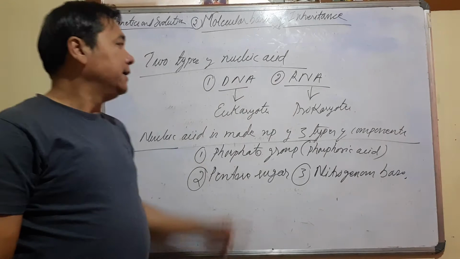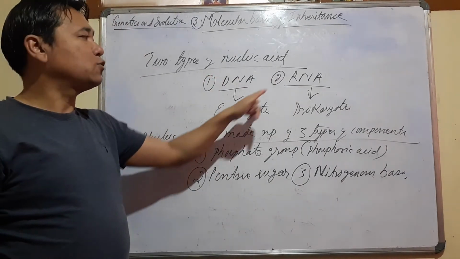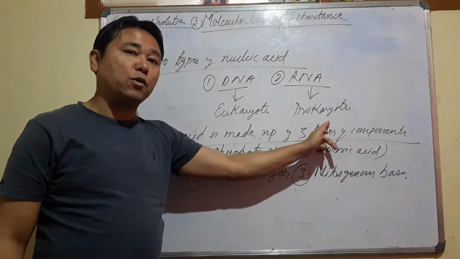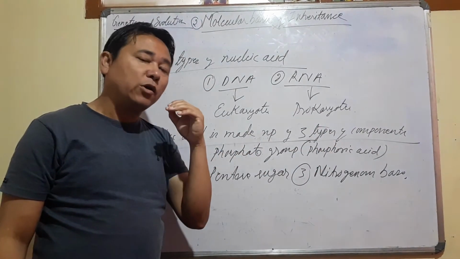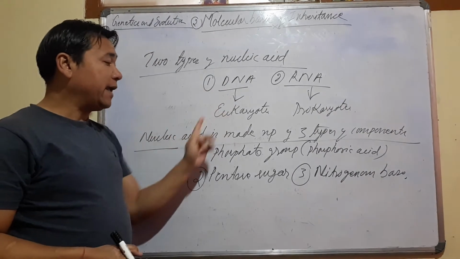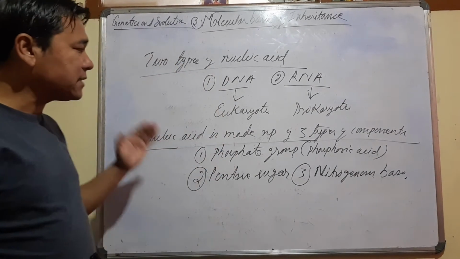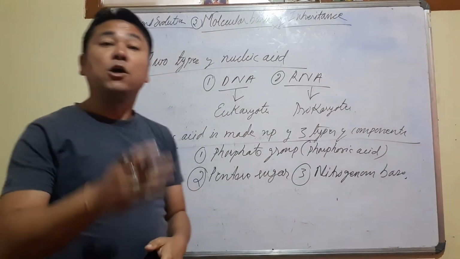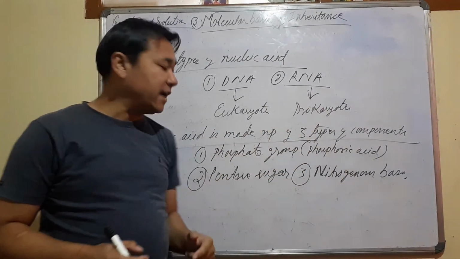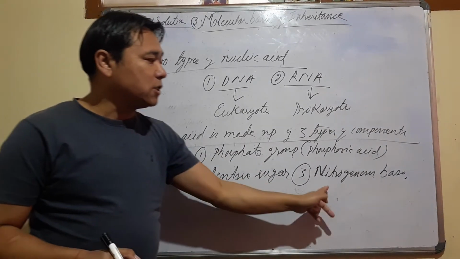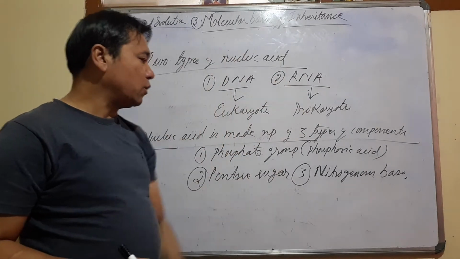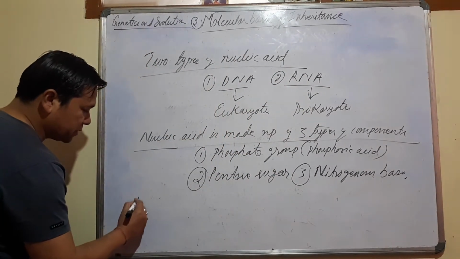Okay. What are the two types of nucleic acid? DNA and RNA. DNA is a nucleic acid in eukaryotes, whereas RNA is a nucleic acid in prokaryotes. Eukaryotes, prokaryotes, I don't have to explain because you are already learning class 9 and 11 also. And this nucleic acid is made up of three types of components. What are the three types of components? Phosphate group, which is also called as a phosphoric acid, pentose sugar, and the nitrogenous base. Is that clear? So, okay. Of this phosphate group, what is this phosphate group? Let's study about the phosphate group.